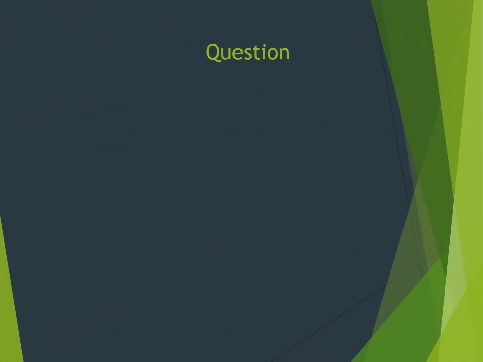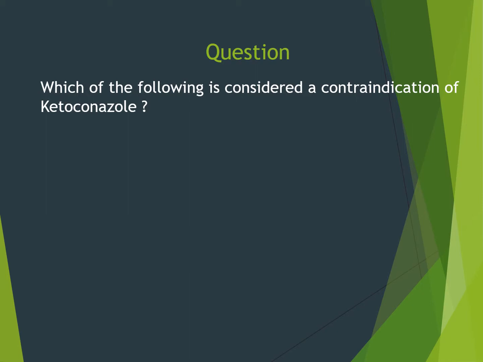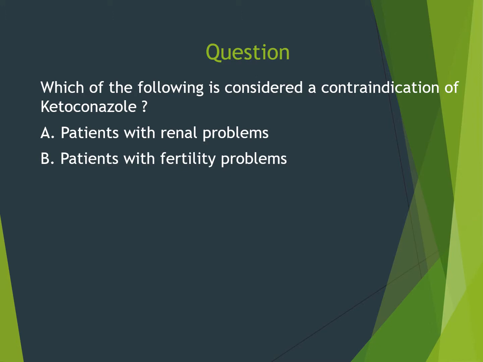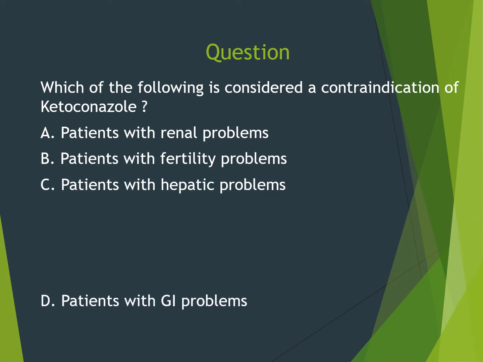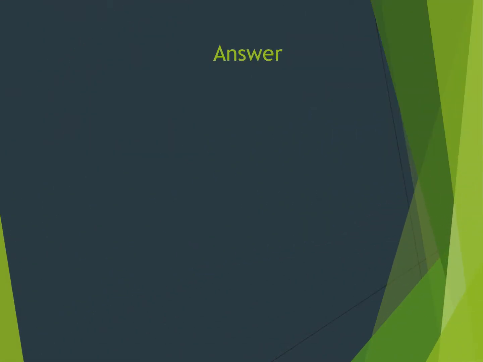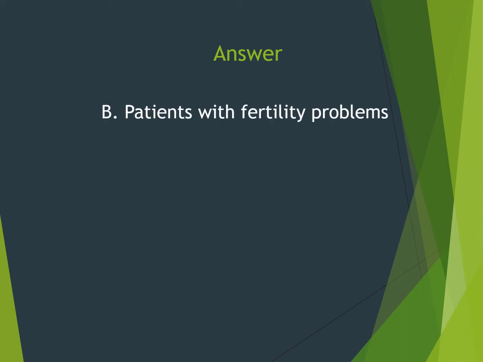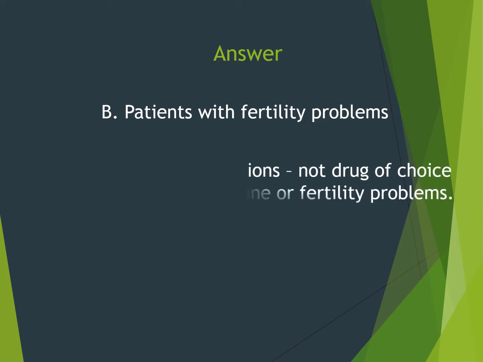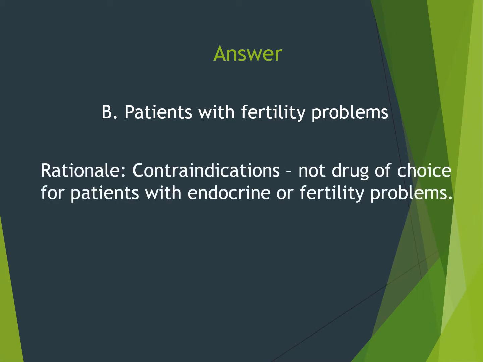So here's a question. Which of the following is considered a contraindication of ketoconazole? So it's one of the azoles. Patients with renal problems, patients with fertility problems, patients with hepatic problems, or patients with GI problems? So let's look at the answer. And the answer to the question is patients with fertility problems. It is not the drug of choice for patients with endocrine or fertility problems.